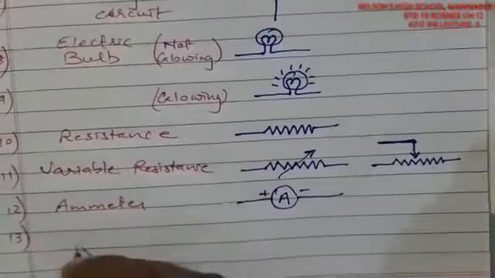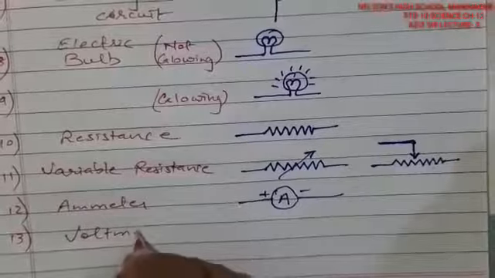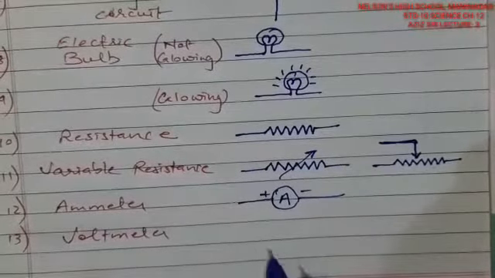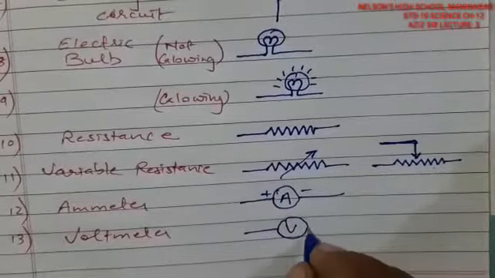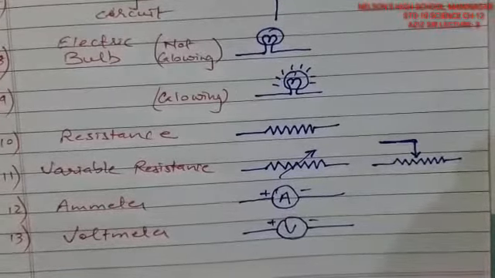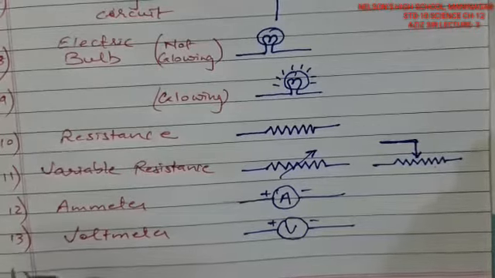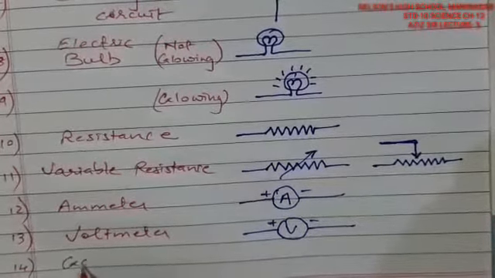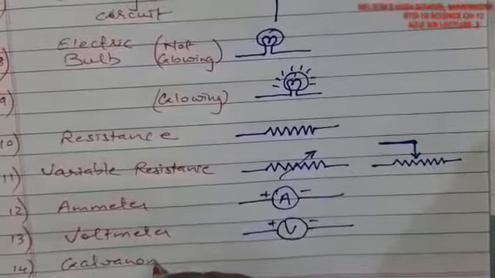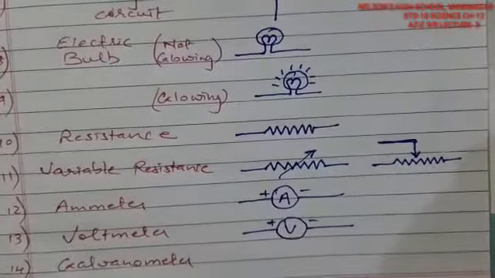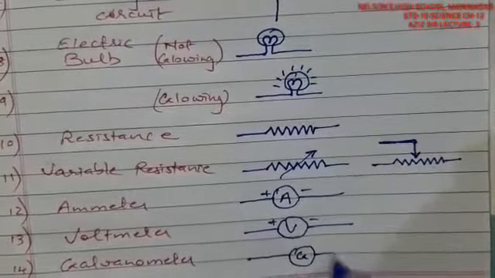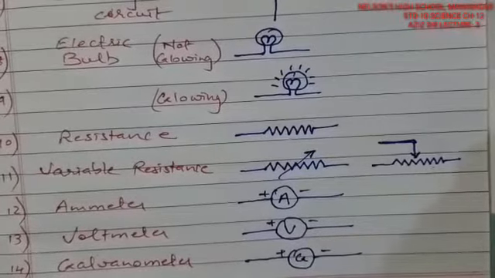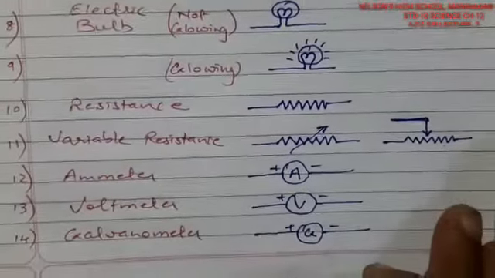Then the 13th is voltmeter. Voltmeter is again a symbol representing V here, and a line crosses over plus and minus. This is voltmeter. If it is written as G, this is galvanometer. So we use the symbol here as round and written as G, right, plus and minus. So this is a galvanometer. So this shows galvanometer.